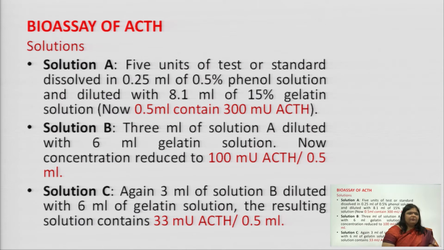The 3 ml from solution B is diluted with 6 ml of gelatin solution, and this results in a solution which now consists of 33 mU ACTH per 0.5 ml. So, we have 3 standard solutions now, S1, S2, S3, which have 300, 133 or 33 milliunits of ACTH per 0.5 ml, and similarly 3 test samples, the same concentrations.